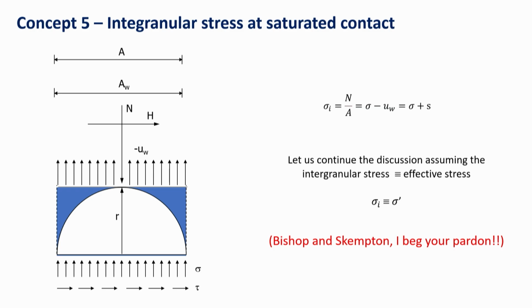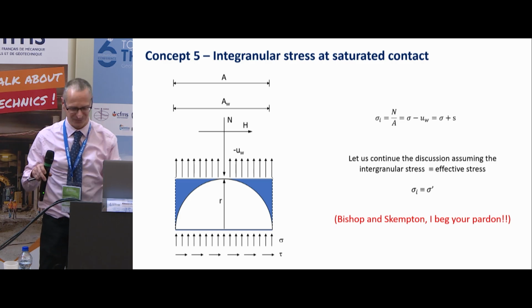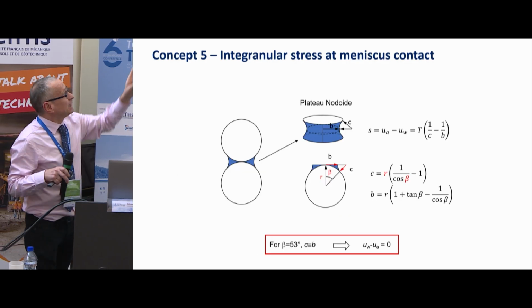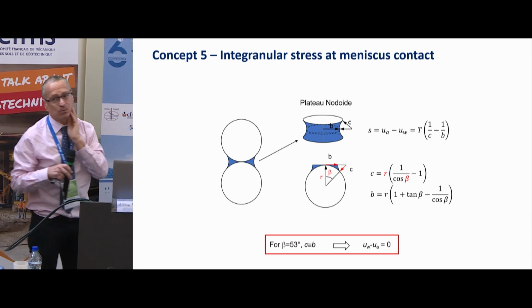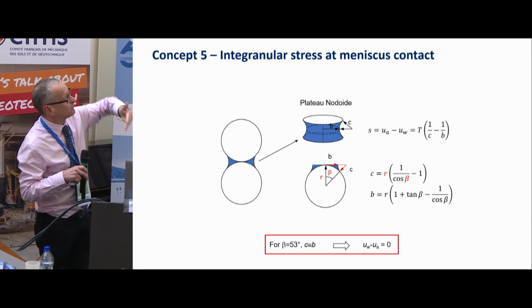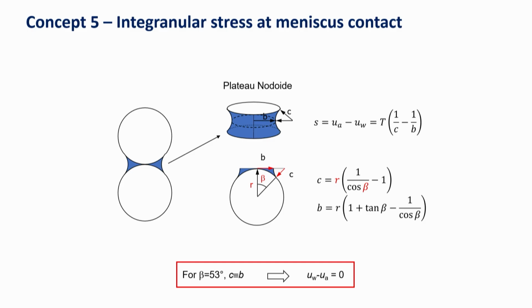Please, I'm saying, that's entirely wrong. That's a bad, bad assumption. But that's why I'm saying Bishop and Skempton, forgive me. If you want to give a Wikipedia-level lecture, and not just you, but the students as well, I need to take a shortcut. So that's a bad assumption, but it's very convenient. Let's see what happens at the meniscus contact. Now the shape of the air-water interface is a bit more complicated. You have two radii of curvature, C and B.